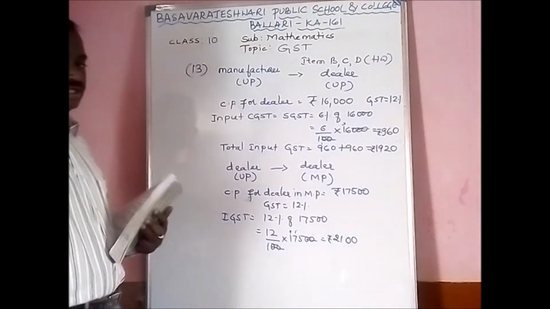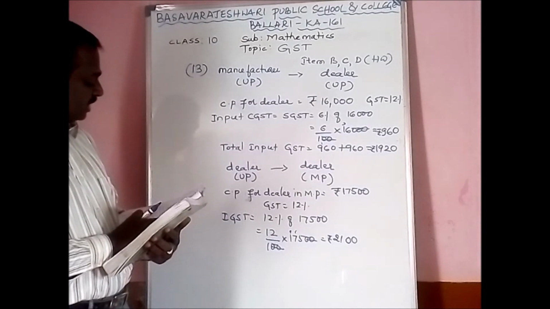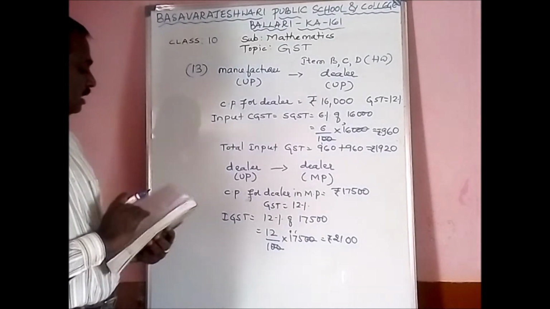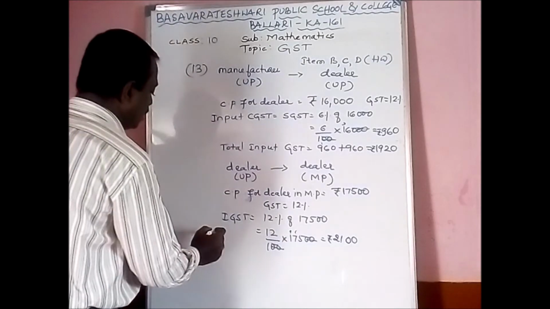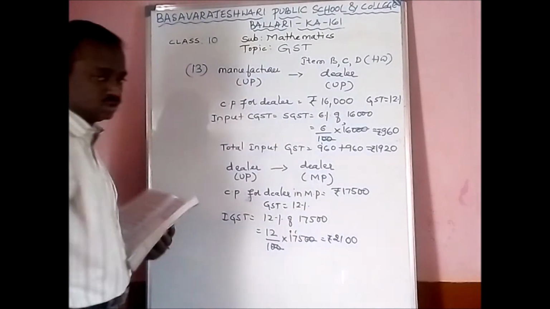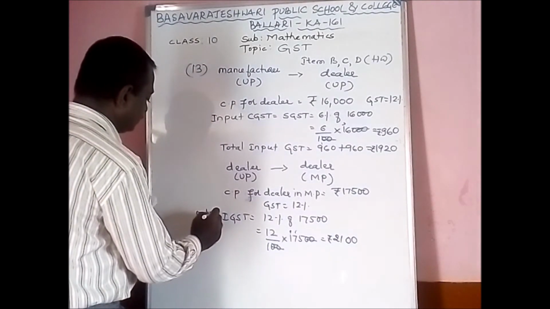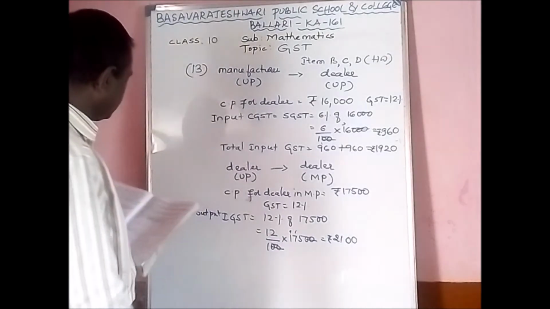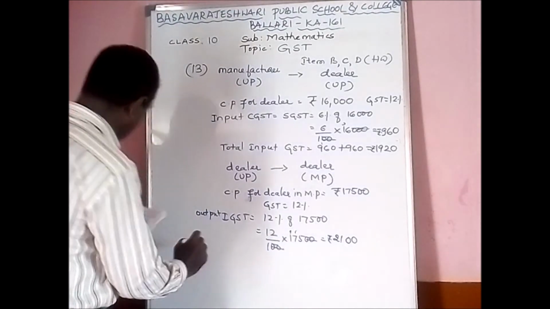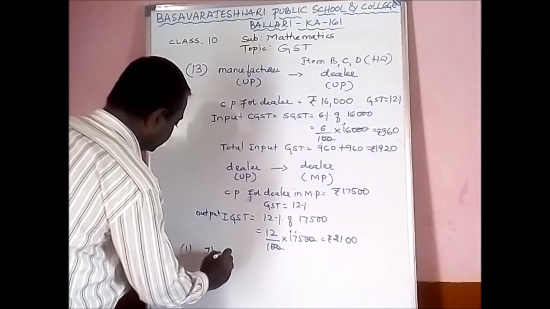Okay, so IGST comes into picture. Now we will come to the question. The net GST payable at Agra. So this is now output, because he is selling to this person and he is taking this amount. So we can say output IGST. So first question, what you have to find out? The net GST payable at Agra.